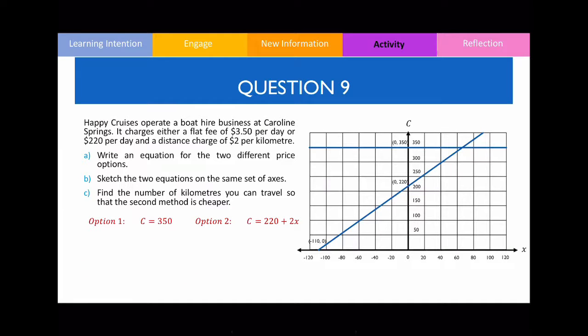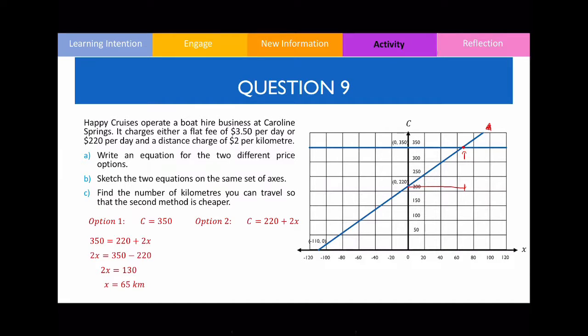And finally, part C requires you to use simultaneous equations because you're trying to find the number of kilometers you can travel so that the second method is cheaper, okay? Now, we can already tell that the second method, which is this one over here, is going to be cheaper when the number of kilometers is from 0 to whatever that value is. So let's use simultaneous equations to find this point of intersection. Because C is already solved in both, we'll use the substitution method. I've equated both equations together and I want to solve for x. Hence, x is going to be equal to 65 kilometers in this case.